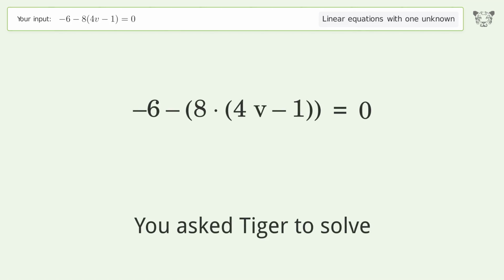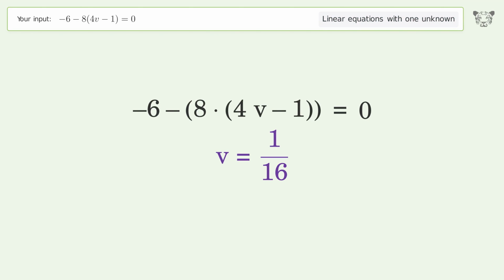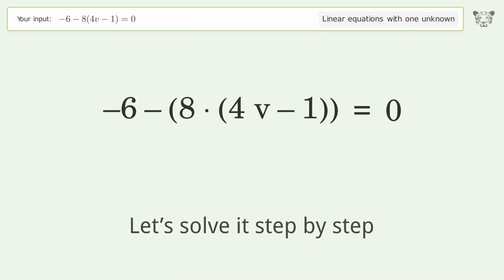You ask Tiger to solve. This deals with linear equations with one unknown. The final result is v equals 1 over 16. Let's solve it step by step.